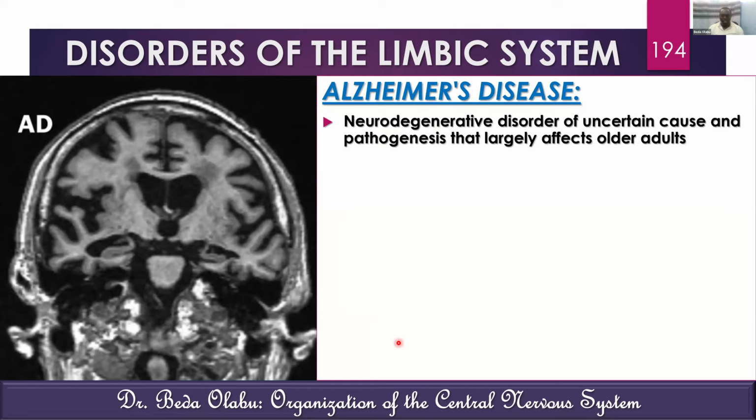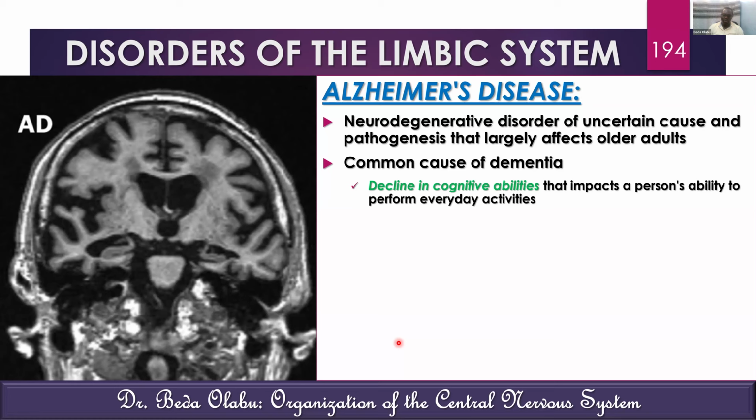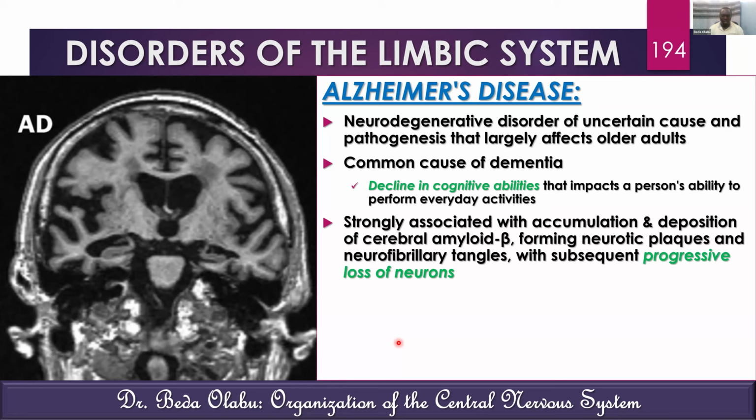Alzheimer's disease is another condition to talk about. It's a neurodegenerative disorder. We do not know the actual cause of Alzheimer's disease, but we know that it is a major cause of dementia. Dementia is a decline in cognitive ability, and this usually impacts the person's ability to perform day-to-day activity. There are many things involved in that.